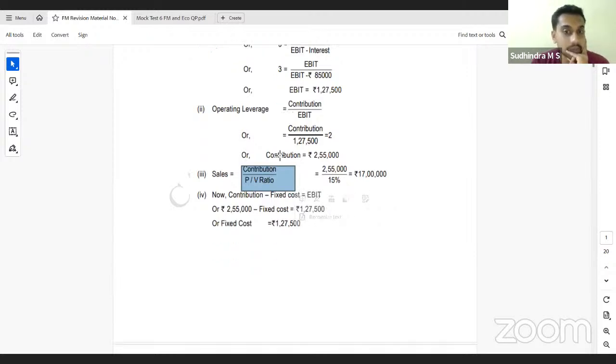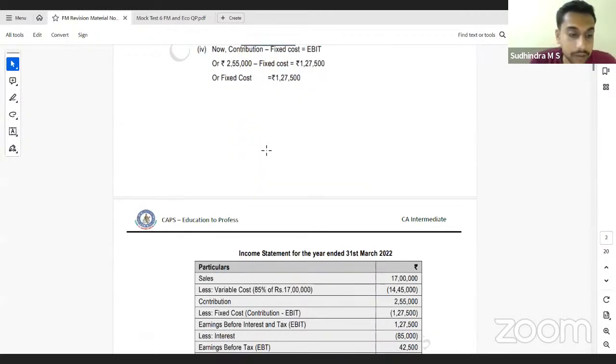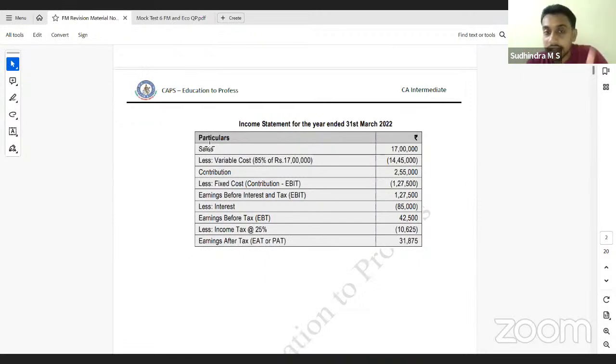Then comes the income statement. Presentation giving the complete calculation, sales, variable cost, contribution, fixed cost, etc., carries 1 mark. Getting the final answer of 31,875 as earnings after tax, 1 mark.